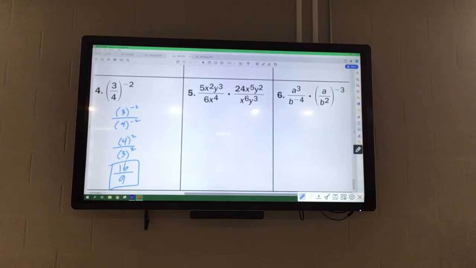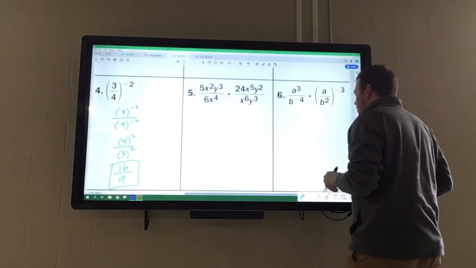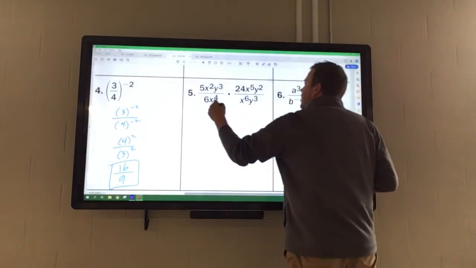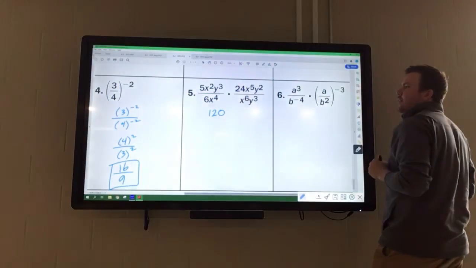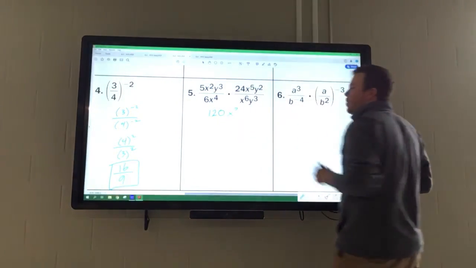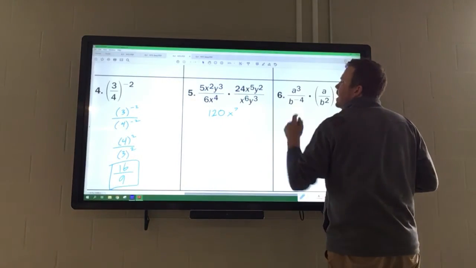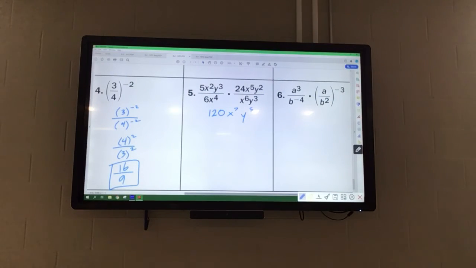Next, let's first start by multiplying. When we multiply fractions, we multiply straight across. We're going to do numerator times numerator. 5 times 24 is 120. X squared times x to the 5th is x to the 7th. When you multiply two powers together, add their exponents, keep the base. Y to the 3rd times y squared is y to the 5th. Again, when you multiply two powers together, keep the base, add the exponents.